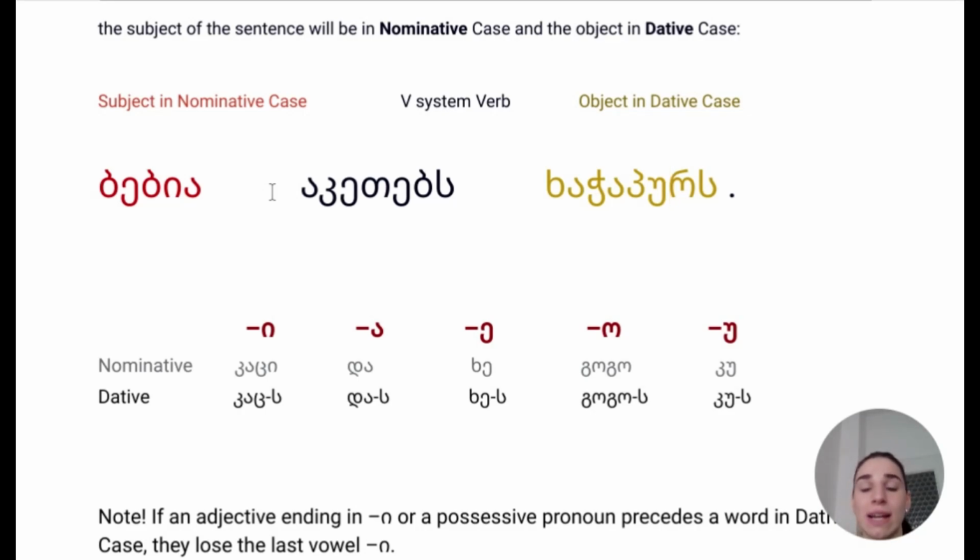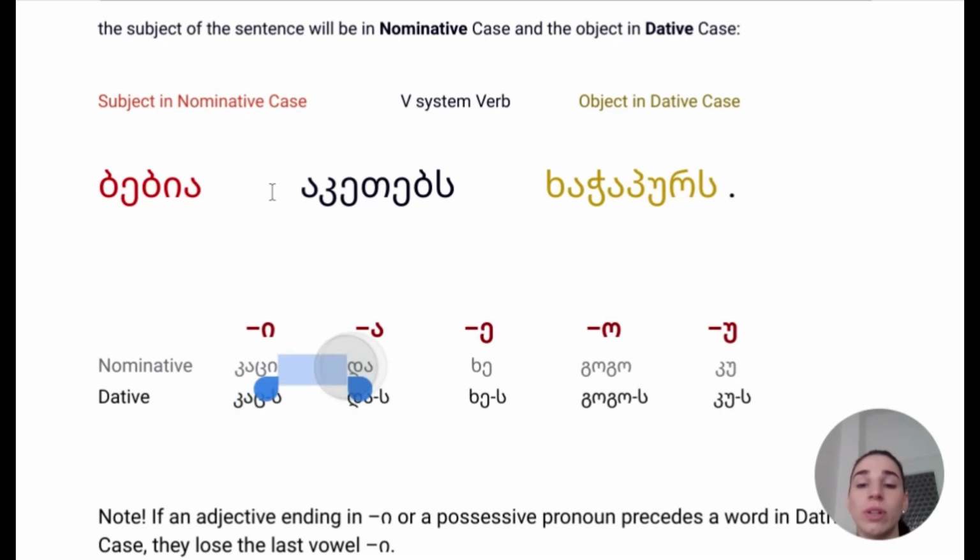Very commonly, words end with I, like the word katsi, which means man, okay? When you want to create the dative case for a word that ends with I, you just remove the I, okay? And you put S, and it's kats. So katsi is the nominative case, while kats is the dative case.